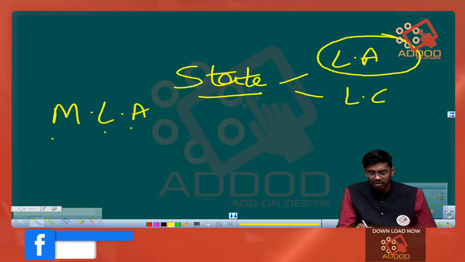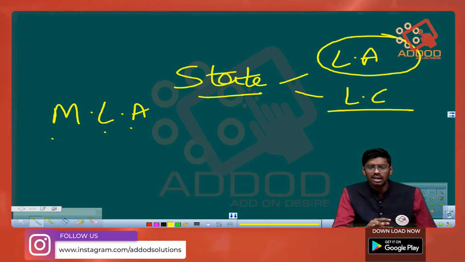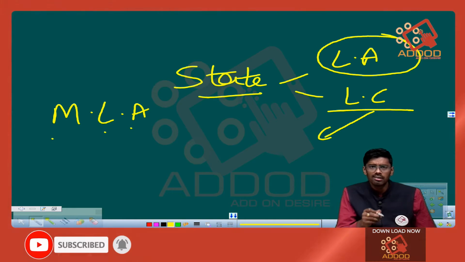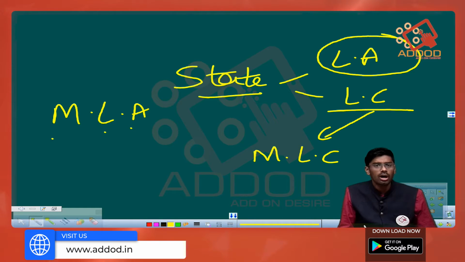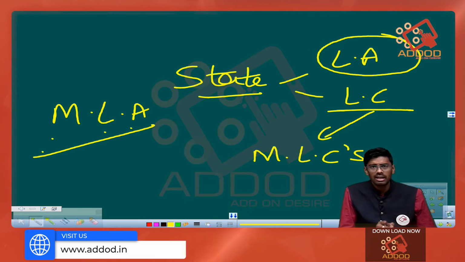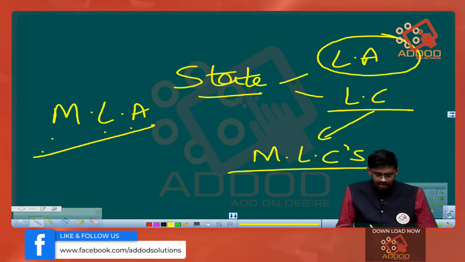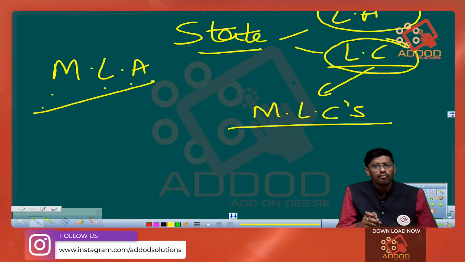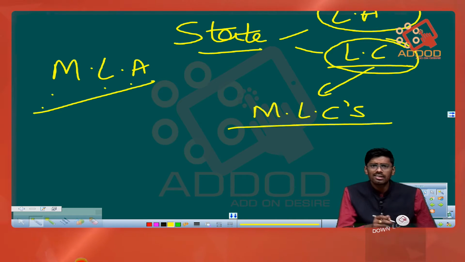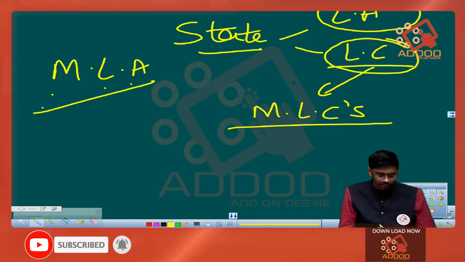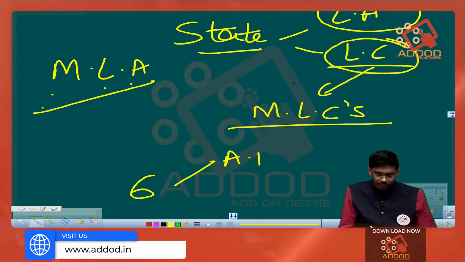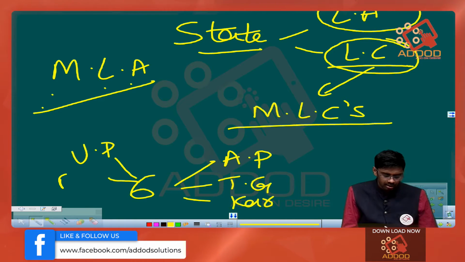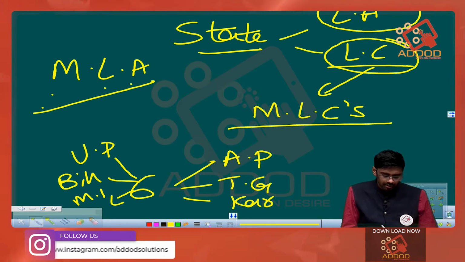Similarly, if a state has a Legislative Council, which is an optional upper house of the state, then it will also have members and the members will be called Members of Legislative Councils. So this is how you have MLAs and this is how you have MLCs. And there are only 6 states in the country as of now which have the second house for their respective states. So what are the 6 states that have the legislative councils? These are the states of Andhra Pradesh, Telangana, Karnataka, Uttar Pradesh, Bihar and Maharashtra.